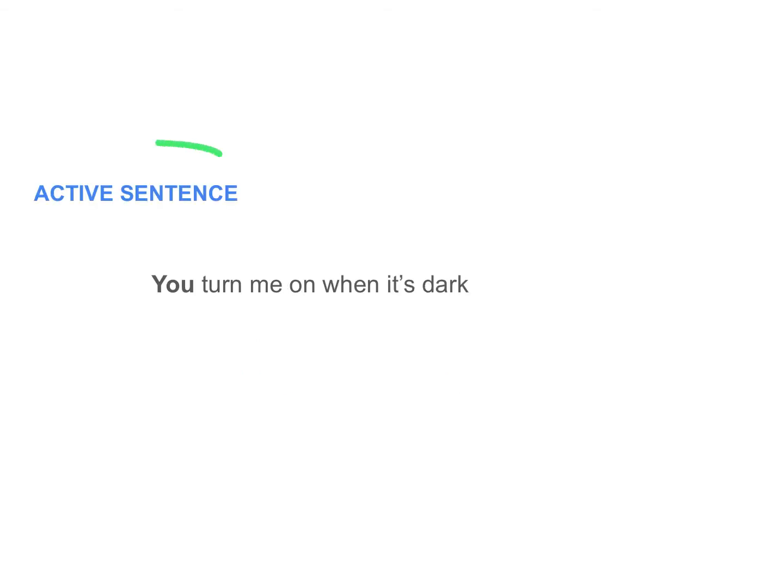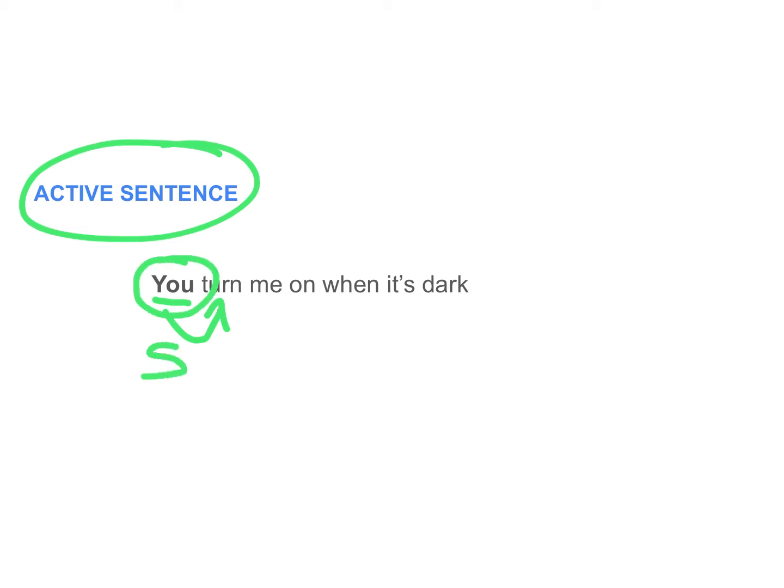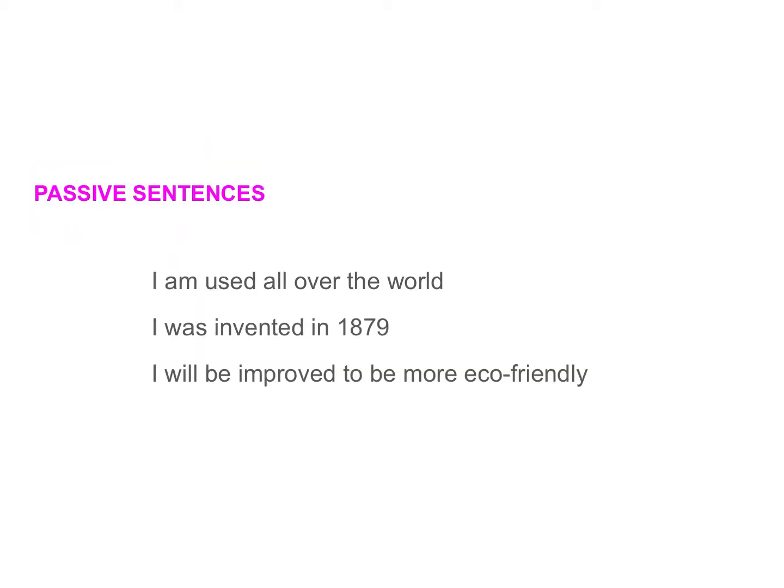This is an example of an active sentence. The subject of the sentence is responsible for the action. Who turns on the light bulb when it's dark? You, the subject of the sentence. The other three examples are passive sentences.